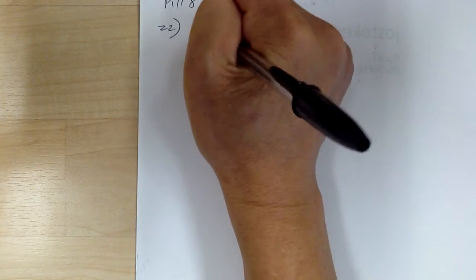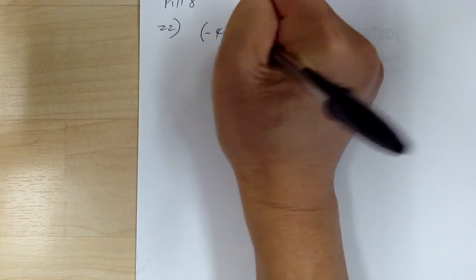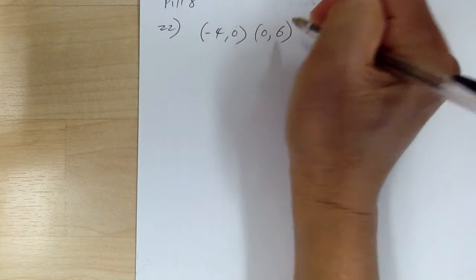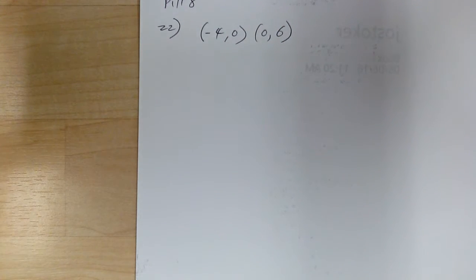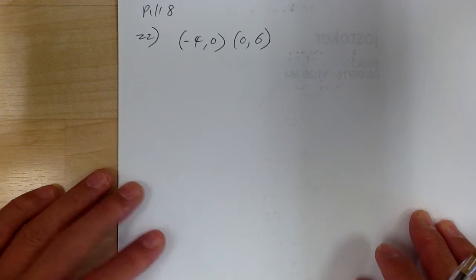So number 22, you have (-4, 0) and (0, 6). So right now you have 2 points. Now there is a form called the 2-point form, but it's too messy, so it's harder to remember. So we're not going to do that.